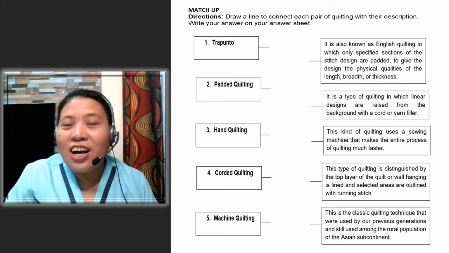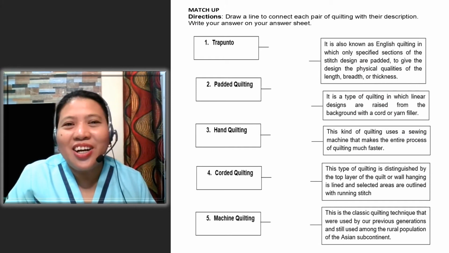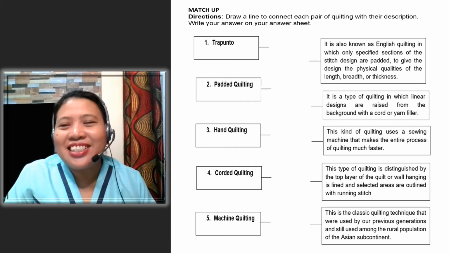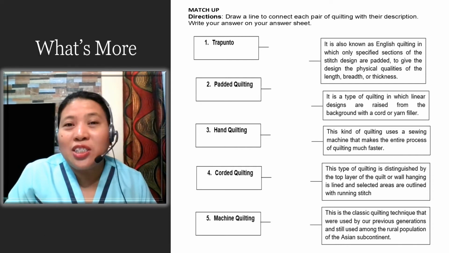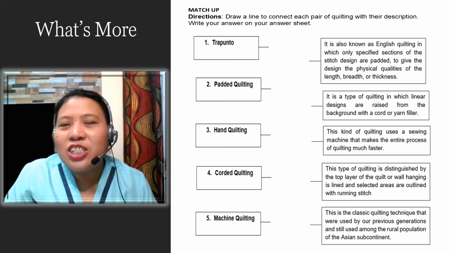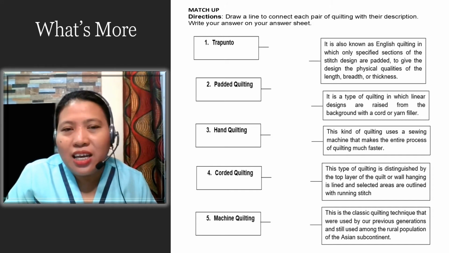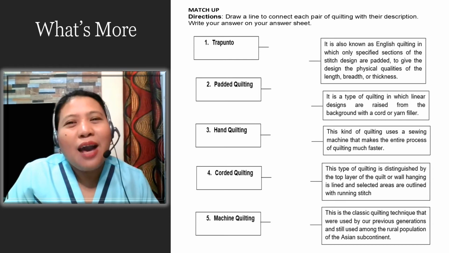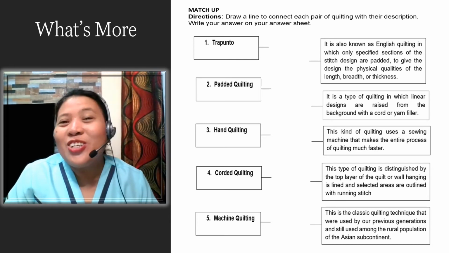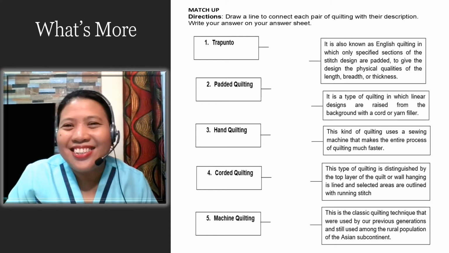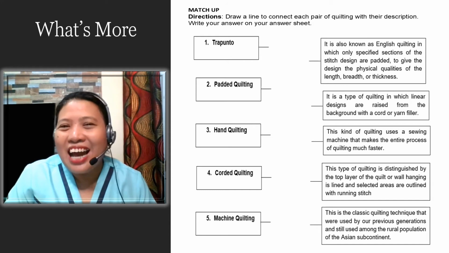For me to find out whether you really understood our lesson, answer this next activity using your answer sheet. Answer what's more by drawing a line to connect each pair of quilting with its description. I'm going to give you two minutes to accomplish the activity, and your timer starts now. Okay, class, time's up, and let's check your answers.